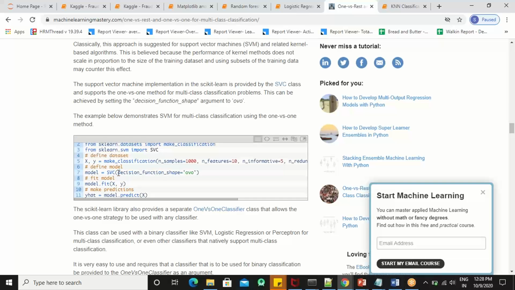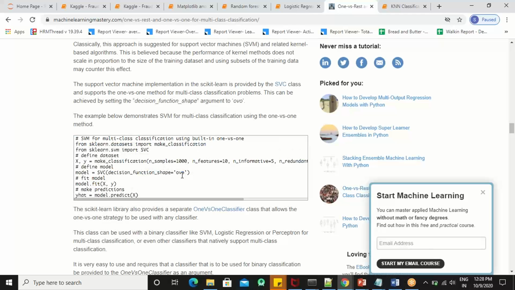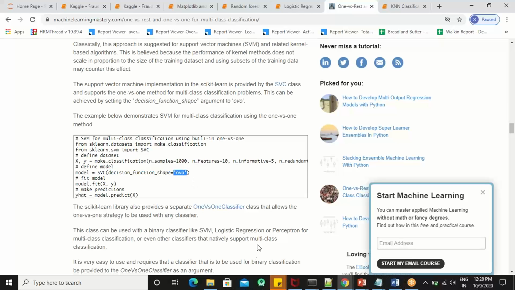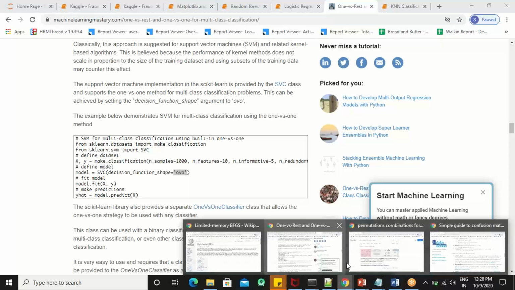We are already over the time, but another thing is how to tell your model, whether it's logistic regression or support vector machine, that you are facing a multi-class classification problem, and whether you want to do OVR or OVO. So there is something known as decision function shape. You can just pass that as OVO or OVR. Let me show you that.